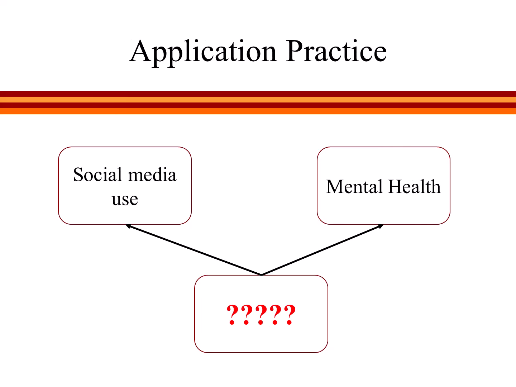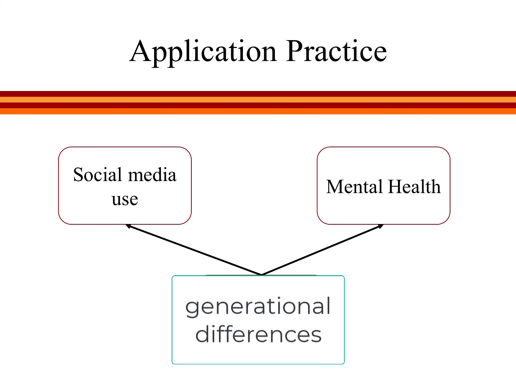Let's do one last application question before we close. Can you think of a confounding variable in our social media and mental health example? There are several potential right answers here, but one potential confound could be generational differences. Social media is more popular among younger versus older generations, and mental health issues also tend to be higher for younger versus older adults, for reasons that psychologists are still trying to explore today.